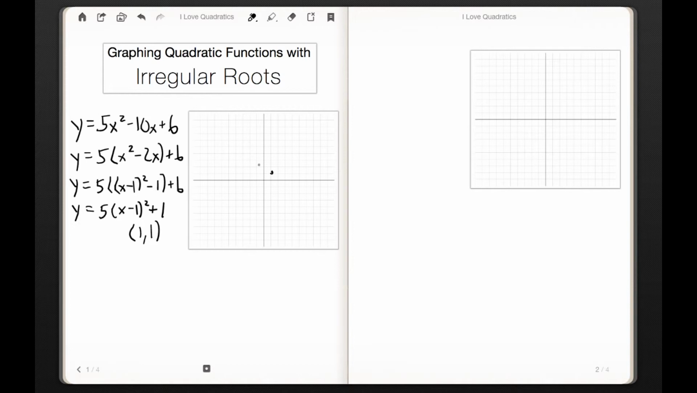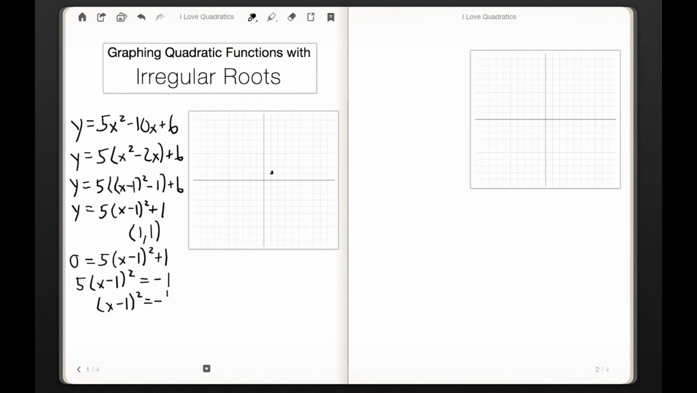Now we want to find the roots, and we can easily do that by continuing with completing the square process. So we know the roots on the x-axis, that's where y is equal to 0. So now we're going to set 5 times x minus 1 squared plus 1 equal to 0. We replace the y with 0 since y equals 0 for the roots. So now if we move this 1 to the other side, we will get 5 times x minus 1 squared equals -1.